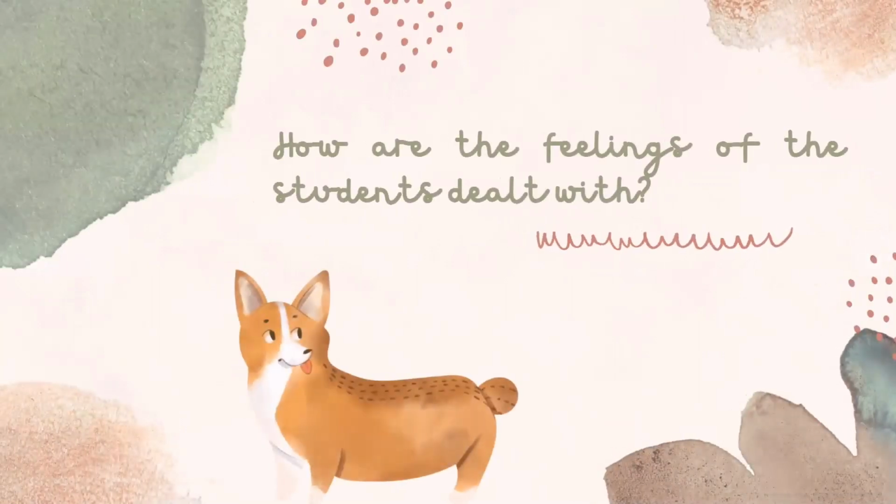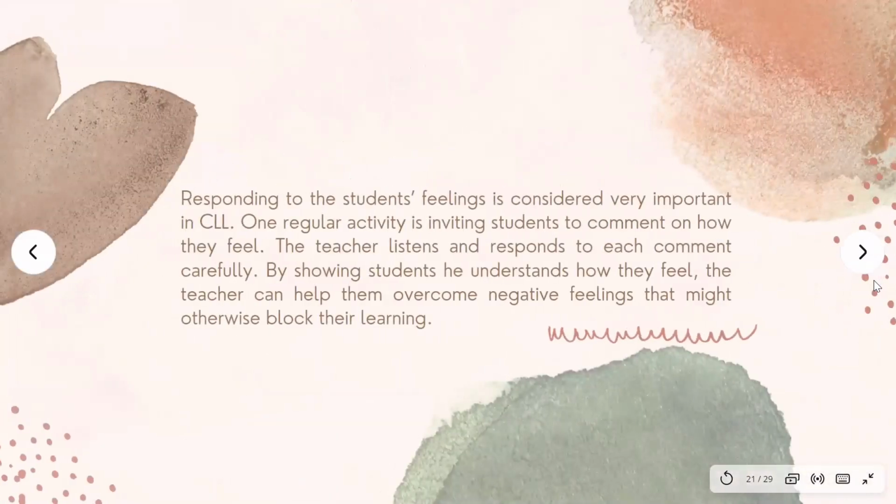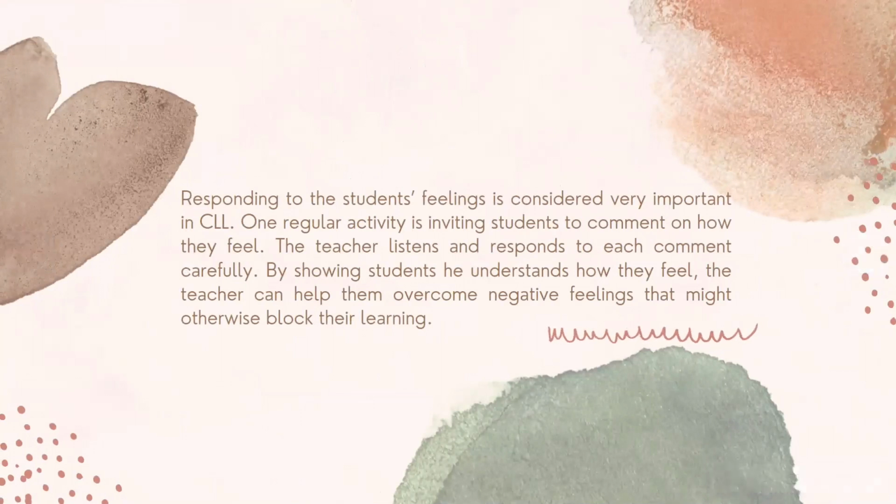Responding to the students' feelings is considered very important in CLL. One regular activity is inviting students to comment on how they feel. The teacher listens and responds to each comment carefully. By showing students he understands how they feel, the teacher can help them overcome negative feelings that might otherwise block their learning.